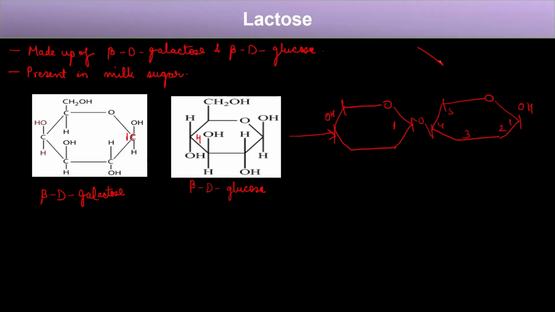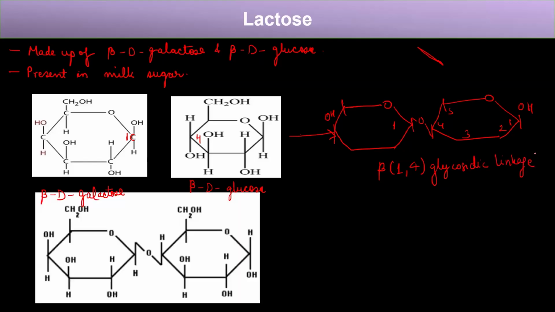But since the bond is like this, it will be a beta 1,4 glycosidic linkage. And this is the structure, this is what I was talking about. So this is the bond, this is the kind of bond that is formed, right? And hence it is a beta 1,4 glycosidic bond, because this is carbon number 1, this is carbon number 4.